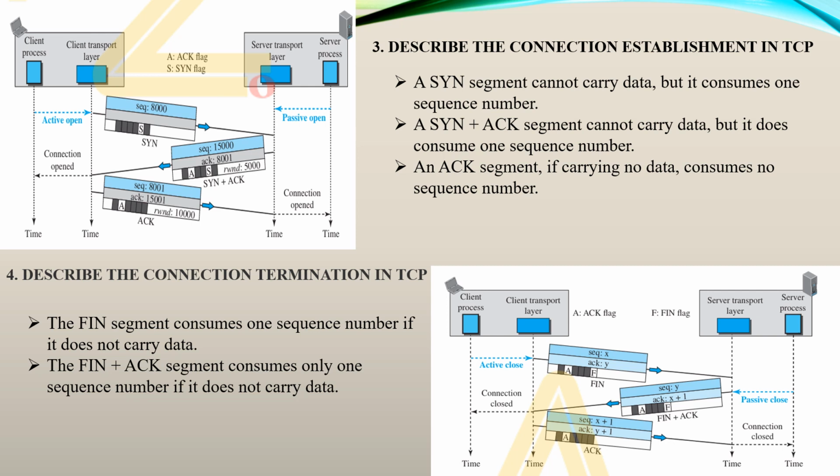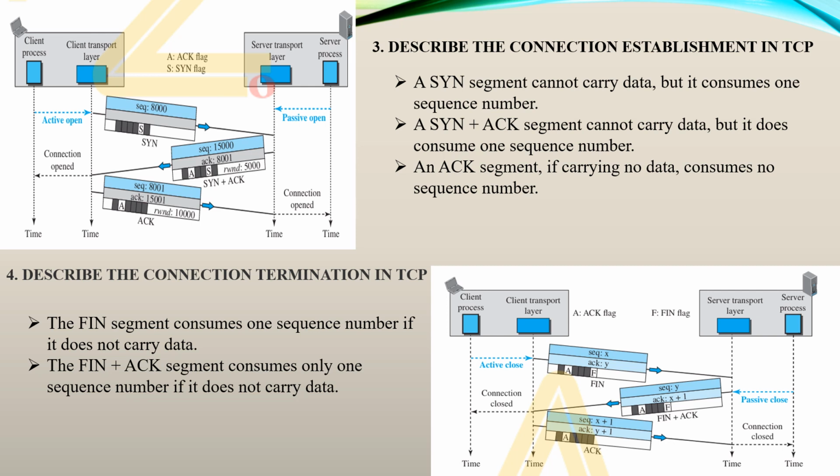Moving on to the next question, describe the connection termination in TCP. So in connection termination, we use a flag called FIN. So that FIN is being used. Here in connection establishment, we use active open, passive open. In termination, we use active close, passive close. We have to explain what is active close, what is passive close.